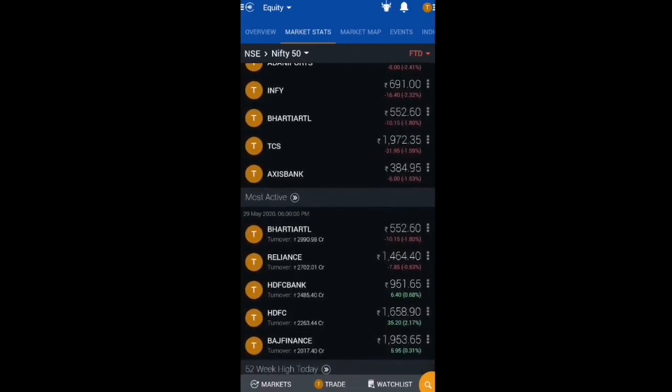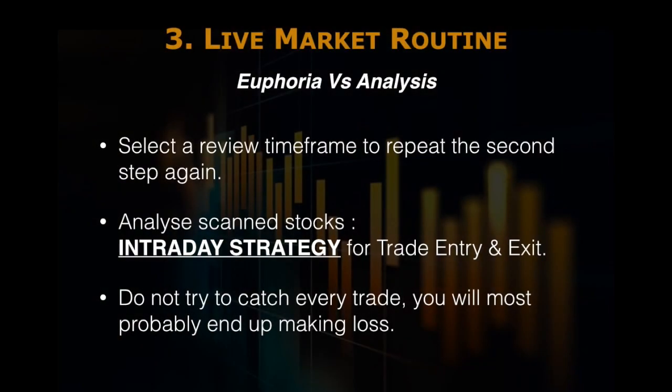Alright, let's move on to the third point. Number 3. Live market routine. This is where traders bifurcate into euphoric trading or analytical trading. This is the most important test of a trader's psychology, and hence to have a proper live market routine is very crucial.